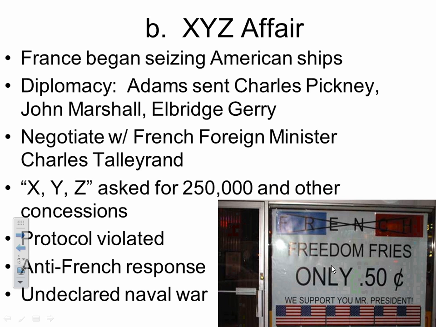Now, you would think when we send diplomats to a country that they would be received by the equal level of diplomats, which in this case would be the French Foreign Minister Charles Talleyrand. But what ended up happening is lower level French ministers in the government, and we don't have their names here because they were codenamed XYZ, basically took an audience with these three American diplomats and bribed them. Said, if you want to be able to speak and negotiate with the foreign minister Talleyrand, then you need to pay us money, all right?